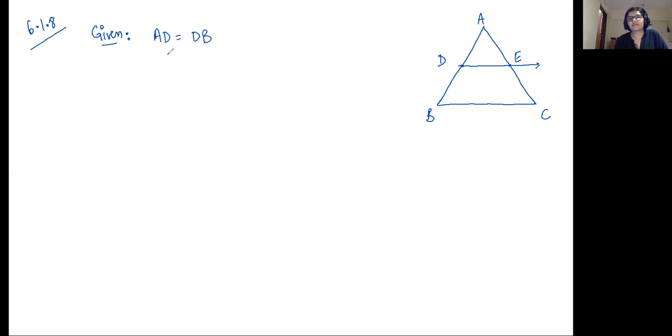What else is given? DE is parallel to BC. Cool. What else is given? The midpoint of one side to another. What's the third side here? Midpoint of one side parallel to the other side, so AC will be the third side. Okay, so AE is equal to EC. Is that given to you? No, we have to prove that. So is anything else given?